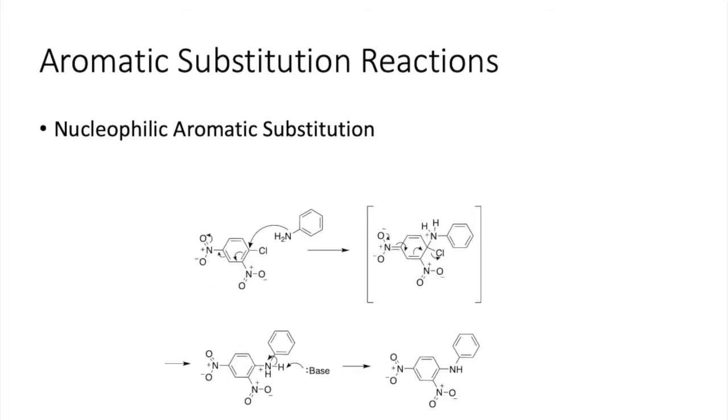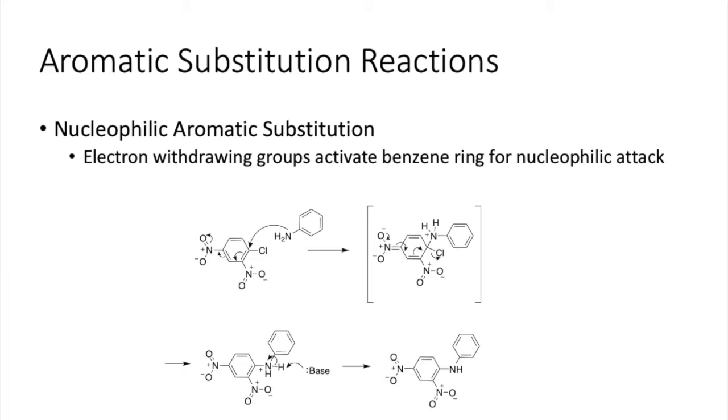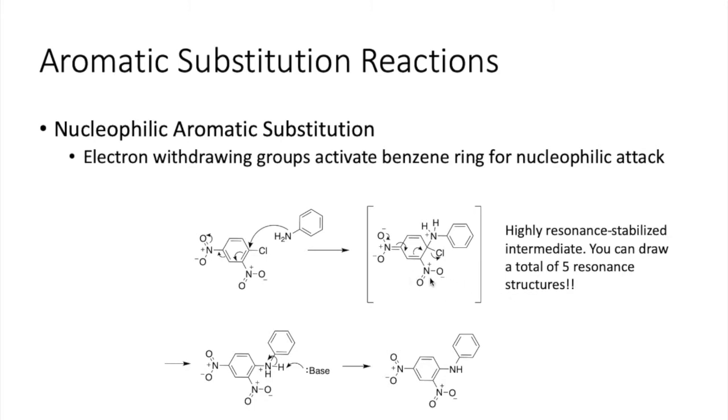But for today's reaction, we'll actually be going through a nucleophilic aromatic substitution. So you can see the mechanism for this week's experiment. Having the electron withdrawing groups on the benzene ring is important because it activates the benzene ring and makes this carbon right here electrophilic. So that way some type of nucleophile such as aniline is able to attack there. And then the intermediate that is formed here is highly resonance stabilized.